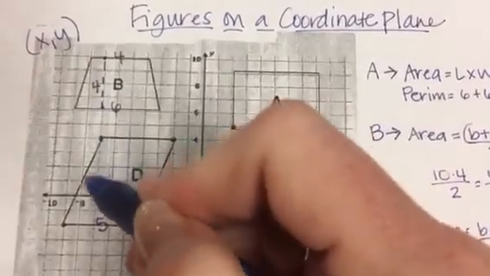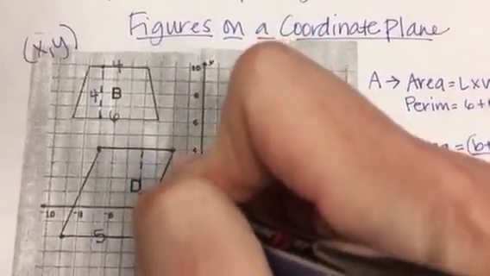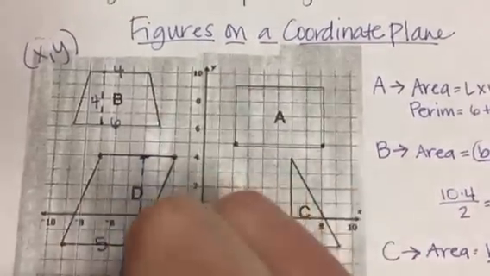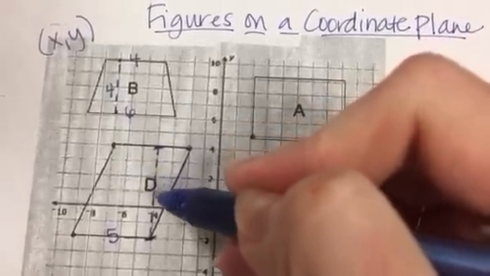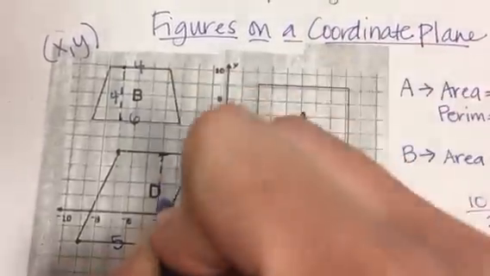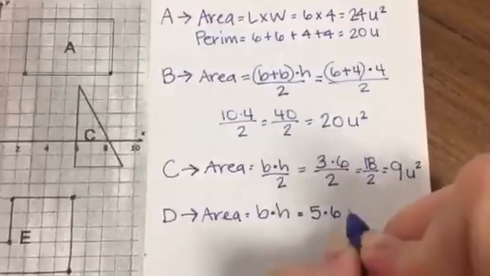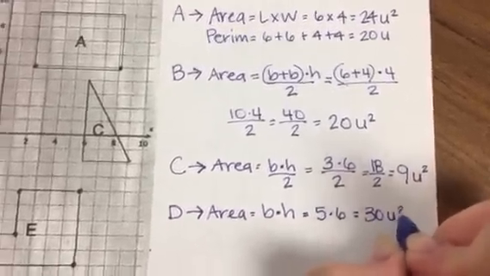The height is not the side measurement. Remember, the height is from the tallest point to the lowest point. So you just have to see how far it is from here to here. So that's 1, 2, 3, 4, 5, 6. So to find the area, we just do 5 times 6, and the final area of this one is 30 square units.